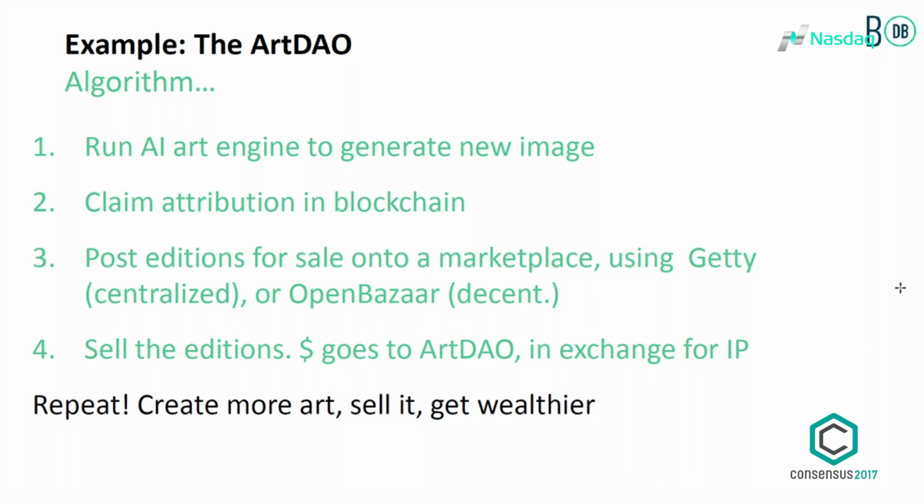I call it the art DAO. Here's how it works. Step one, you have an AI art engine to generate a new image. Off-the-shelf software, 50 lines of code, 100. Then you claim attribution in the blockchain, just like I showed you before with Ascribe or with my carts. And then you post them for sale onto a marketplace. And of course, you'd use a decentralized marketplace like OpenBazaar. And then you sell them. And by the way, when I say you, I don't mean you. I mean the agent that is running on a decentralized processing substrate. And by the way, it has its own wallet, of course. Think of it like a computer virus with a Bitcoin wallet. But it's running out there. It's creating these things that have value, and it's selling them.